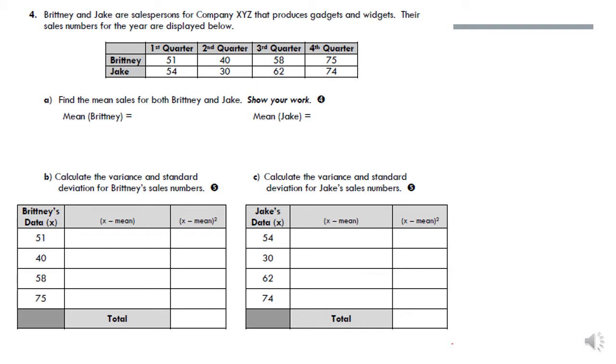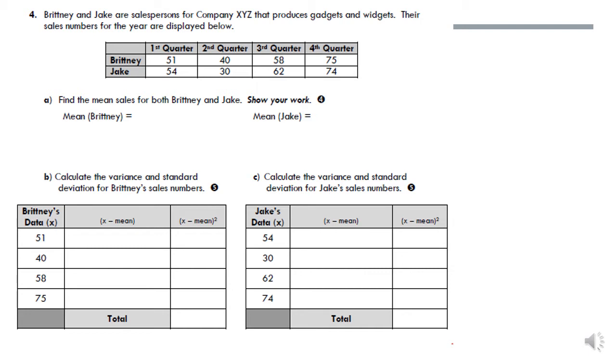So we have Brittany and Jake. They're salespeople for some company, XYZ. They produce gadgets and widgets. Here are their sales numbers for each year, so each quarter of the year. So there's Brittany's first quarter, second quarter, third quarter, fourth quarter sales, and Jake's as well.